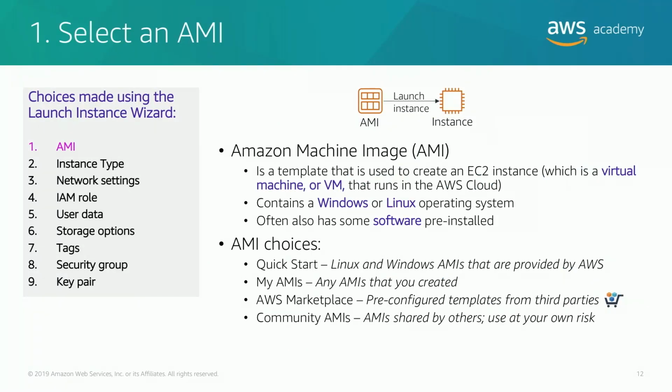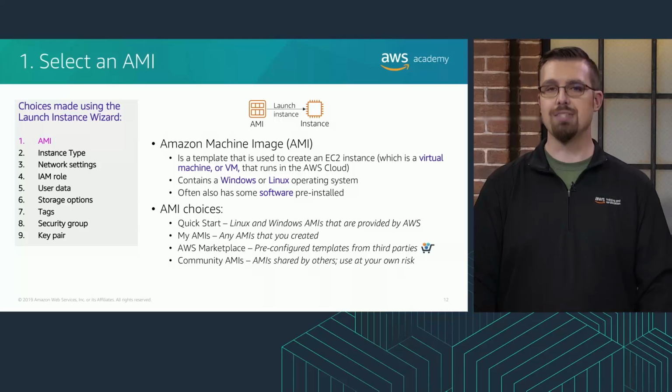The first decision you make when using the Launch Instance Wizard is which Amazon Machine Image, or AMI, to launch the EC2 instance from. Think of an AMI as a template. The AMI contains a Windows or Linux operating system, and it will often have additional software pre-installed. You can use different AMIs to launch instances that will serve different purposes. For example, you can choose one AMI to launch an instance that will become a web server, and choose another AMI to deploy an instance that will host an application server. You can also launch multiple instances from a single AMI.